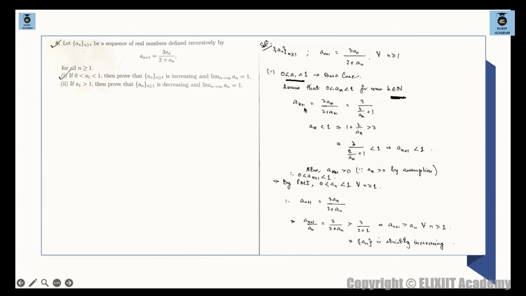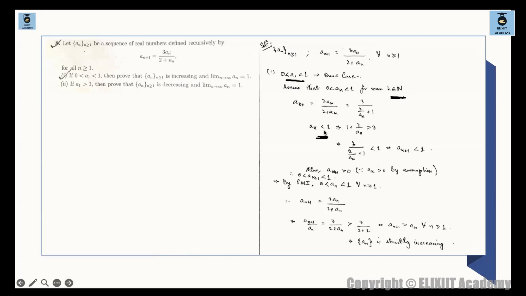AK plus 1 will be 3AK divided by 2 plus AK, whatever they have given actually. I'm just simply replacing the value of N by K. And then you divide by AK on both the sides. So this becomes 3 upon 2 upon AK plus 1. Now, in the second step, you have considered that AK is less than 1. So using the second step, we are having 1 plus 2 upon AK. This quantity, 1 plus 2 upon AK, is actually more than 3.